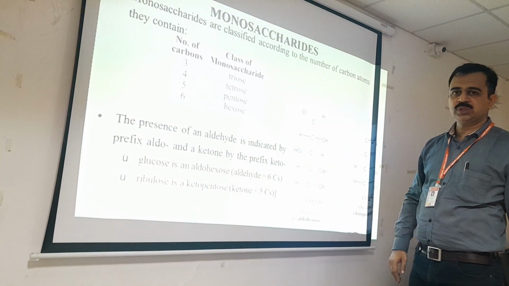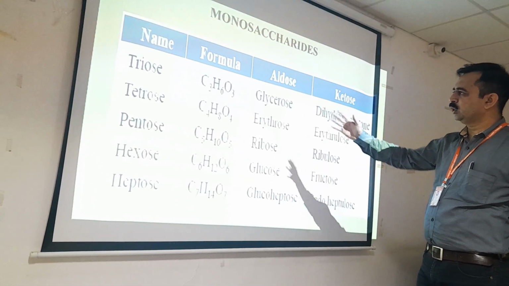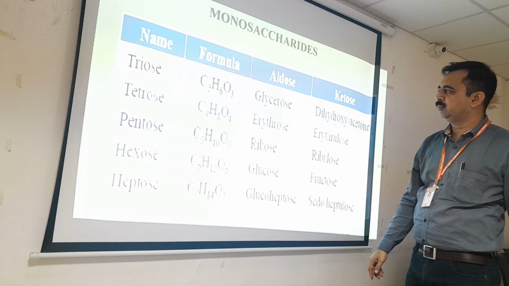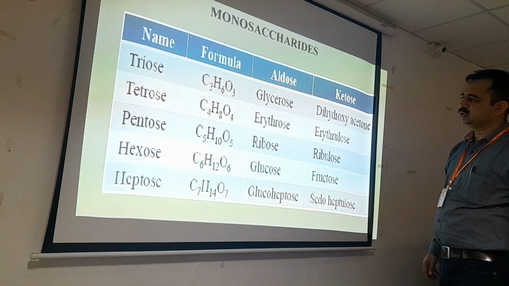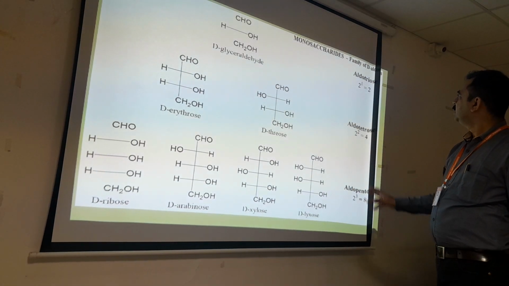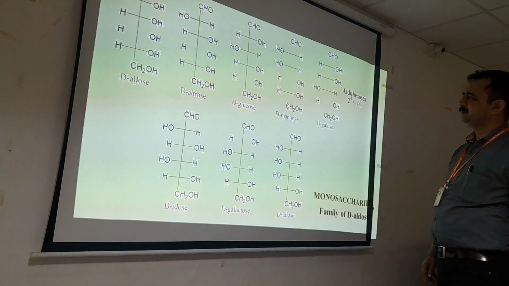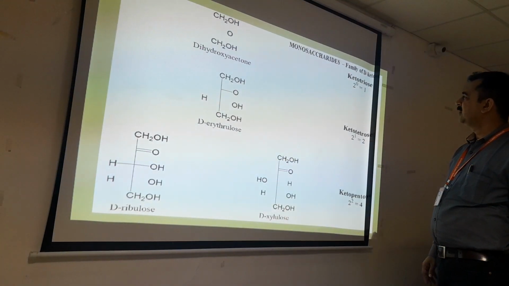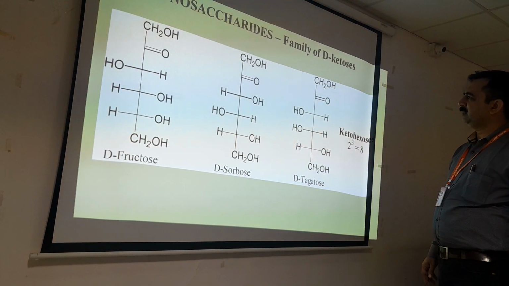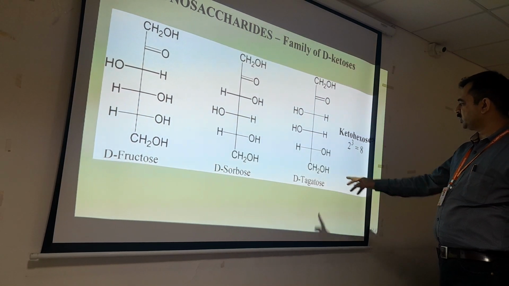triose, tetrose, pentose, and hexose. These are certain examples of aldose and ketose also, which are associated with this particular triose, tetrose, pentose, hexose, and lactulose. Then these are certain examples of the same. See here. Then the family of D-ketose: fructose, sorbose, and tagatose.